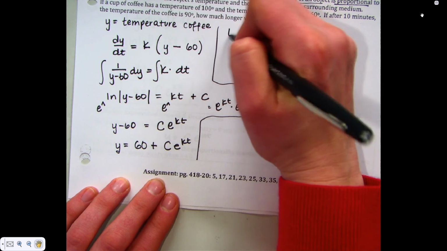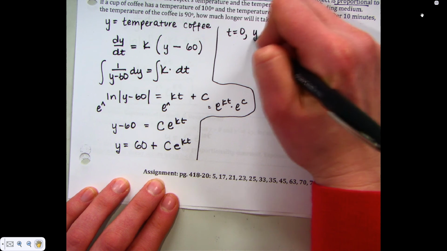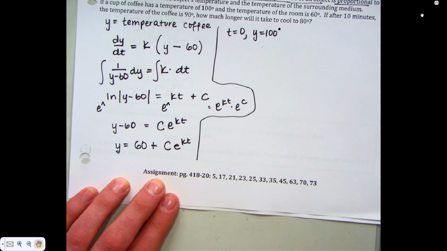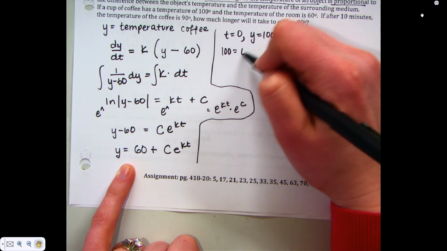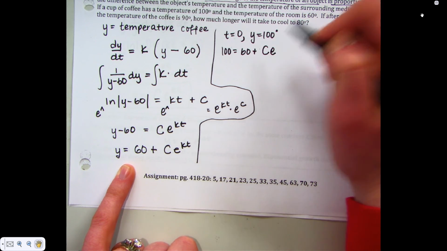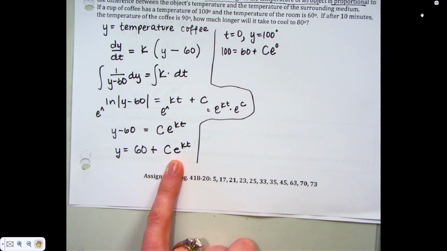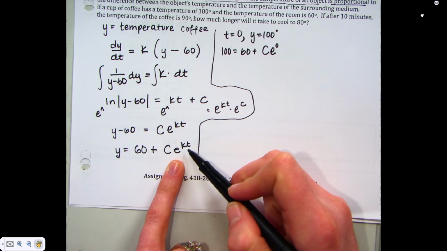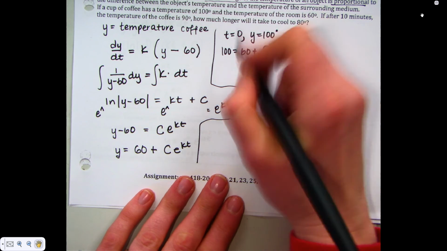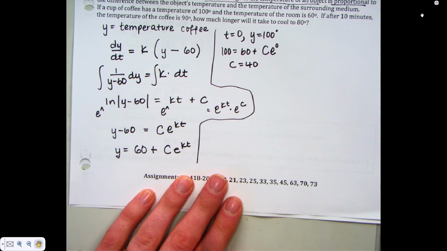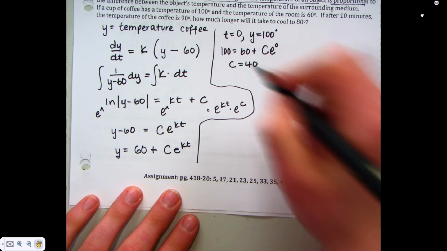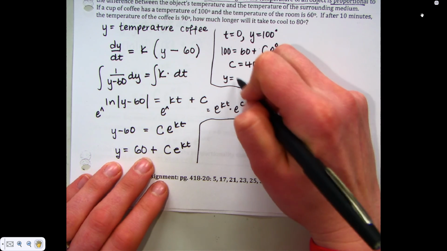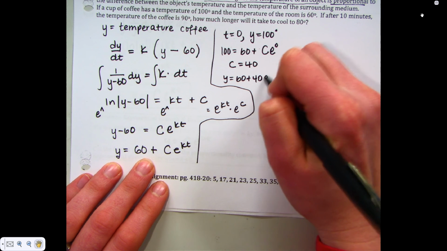Initially, at t equals 0, my y value was 100 degrees. So that would mean that, going back to this equation, 100 was 60 plus c, e to the 0. Right? If my time is 0, then this power becomes a 0. e to the 0 is 1. And that means that c is 40. With Newton's law of cooling, I need to be careful. It's not just the initial value, it's that difference between. So that gives me a slightly more specific equation, 60 plus 40 e to the k times t.